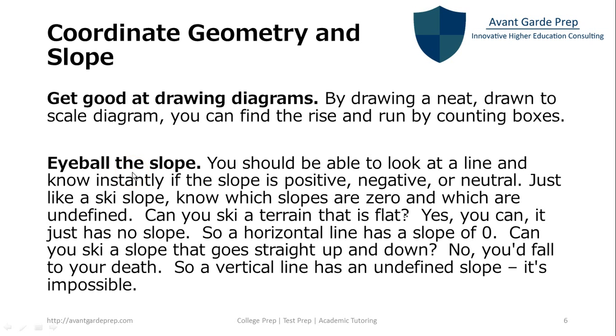One way to think about the undefined and the zero slope is to think about skiing. If the terrain's flat, you can ski it and it has a slope of 0 or no slope, so a horizontal line has a slope of 0. If the line goes straight up and down, you can't actually ski that, right? So the slope of the vertical line is undefined because it's impossible.